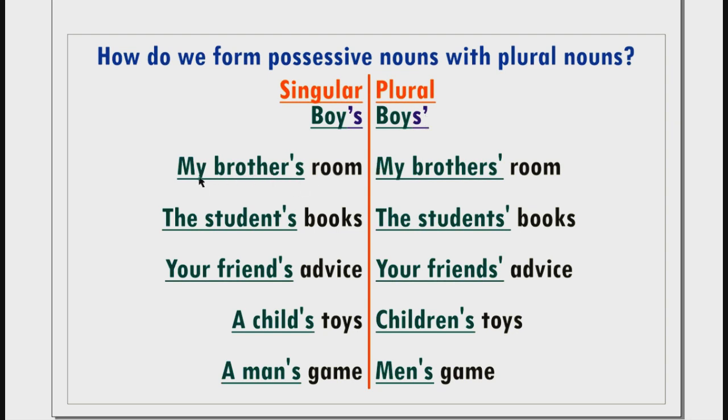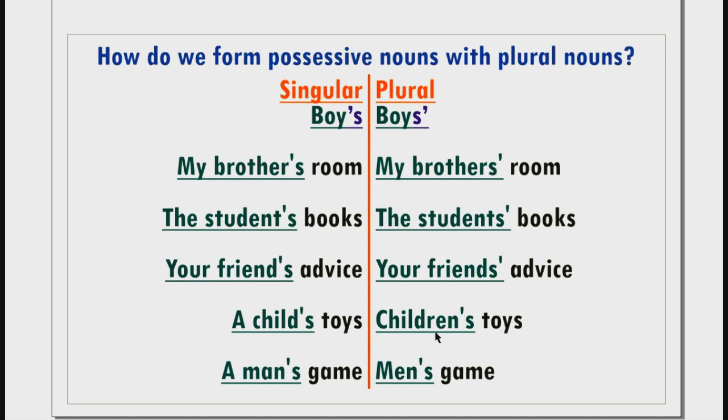Take a look at this example. My brother's room, singular brother. My brothers' room, plural brothers. How do we differentiate? Here the apostrophe comes before the letter S. Here the apostrophe comes after the letter S.